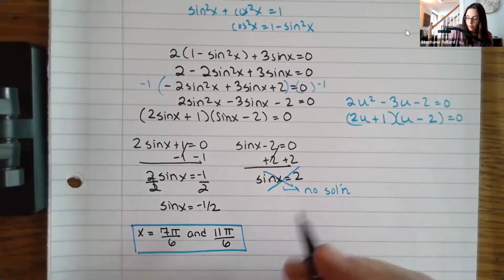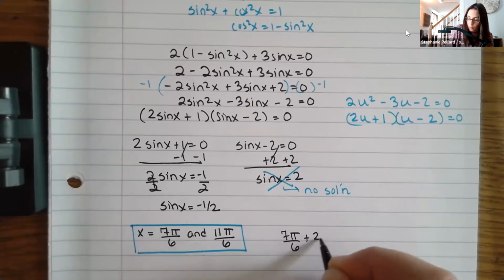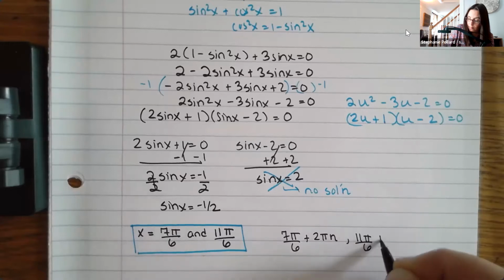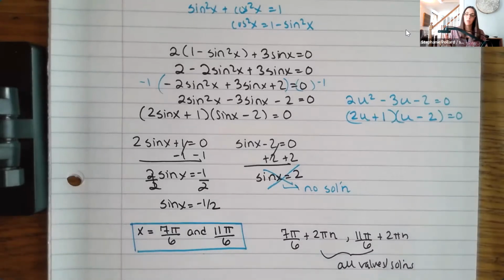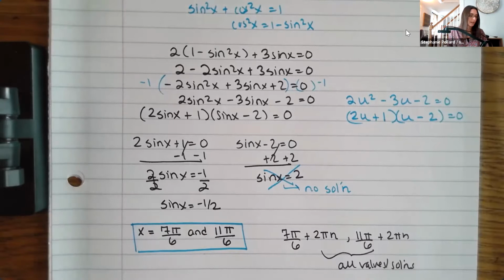But again, just remember, you're always adding that period, right? So here the period is 2 pi, and then you're multiplying it by n. So that gives all values of solutions, but again, here we just want between 0 and 2 pi. So that's why I only need these two answers in this case.